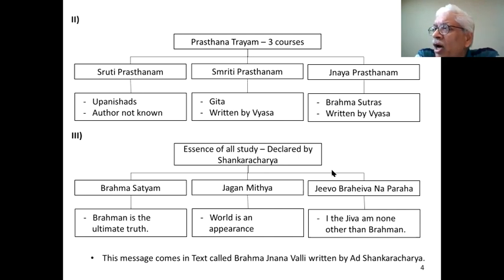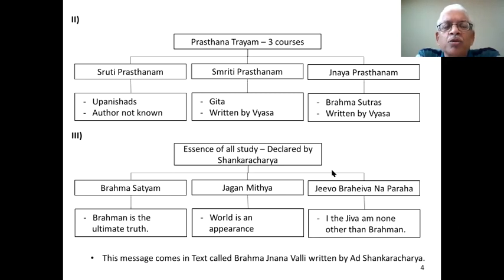And these 1,180 Upanishads are nothing but 1,000 schools which were teaching the Vedas in the olden days. And each school had an Upanishad. Upanishad means the end portion of the Vedas.